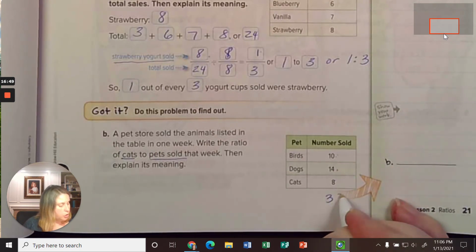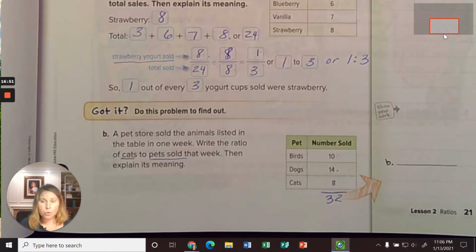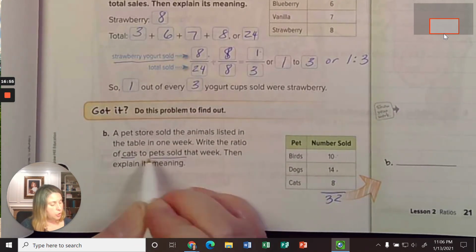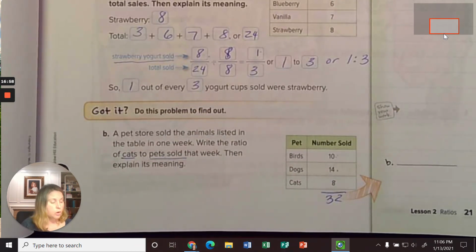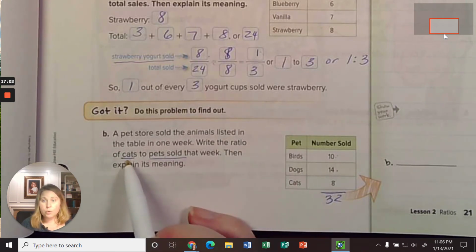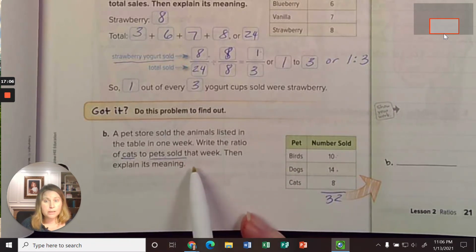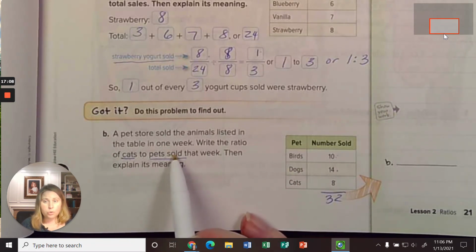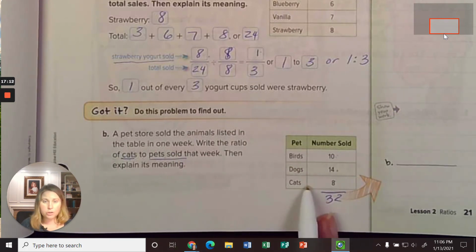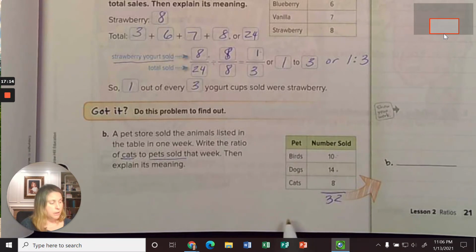So we know there were 32 pets sold total, and we want to make sure that we're labeling cats to pets, and it needs to go in that order. So if I write it as a fraction, the first category mentioned is our numerator. The second category mentioned doesn't have to be a total. It's not always going to be a total. It can be one of the other categories. Like you could say cats to dogs, or cats to birds, or cats to total. It can be any of those.